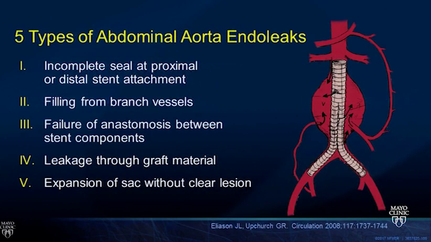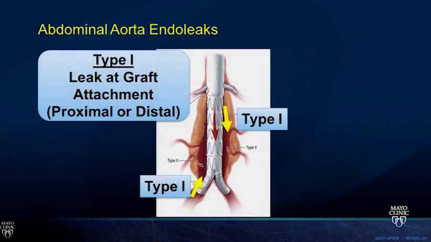So there are 5 types of endoleaks, and in the last couple minutes, I'm just going to tell you what I think you need to know about the 3 most important types of endoleaks. So type 1, it's the leak at the graft attachment, either proximal or distal. I think of type 1 as being kind of a tube of the endograft. It's a problem at the top or the bottom. That occurs in up to 10%, and that's going to need to be repaired.